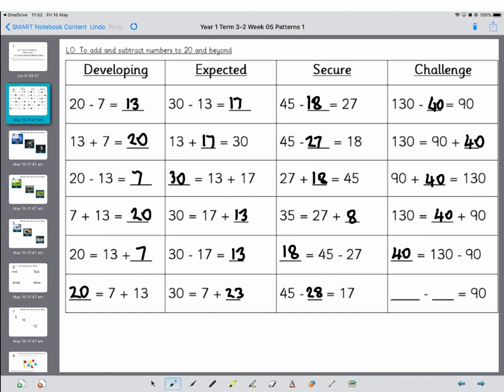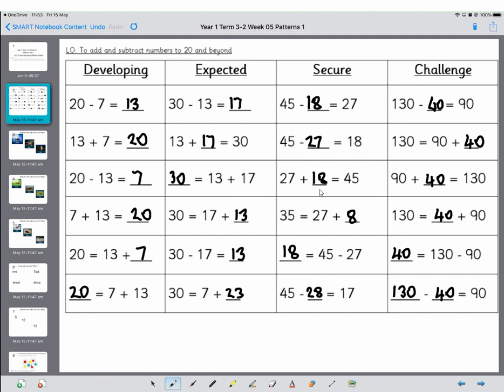and it's up to you what you use, but I'm going to go with 130 and 40 as my last sum. You could do this by using ones and then multiplying by 10 at the end as well, which would involve putting the 0 on and moving everything across. But that's more of a year 2 technique.